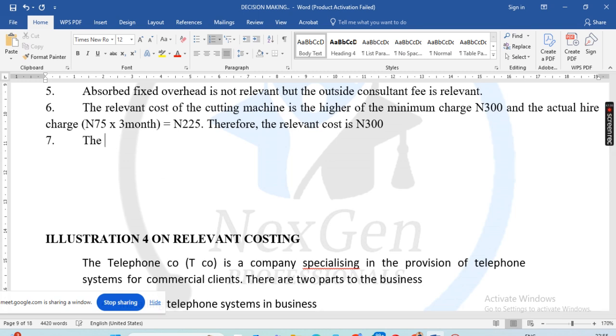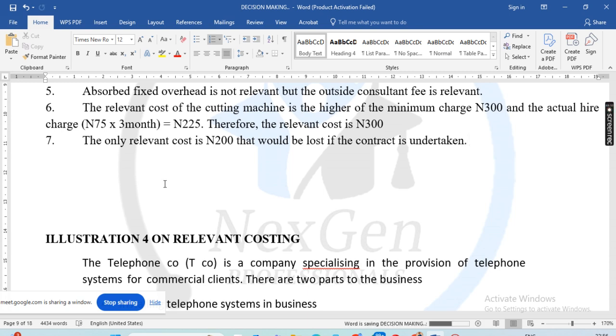The only relevant cost is the 200 that would be lost if the contract is undertaken. However, all other costs stated are not relevant. Some of them are committed costs or sunk costs.